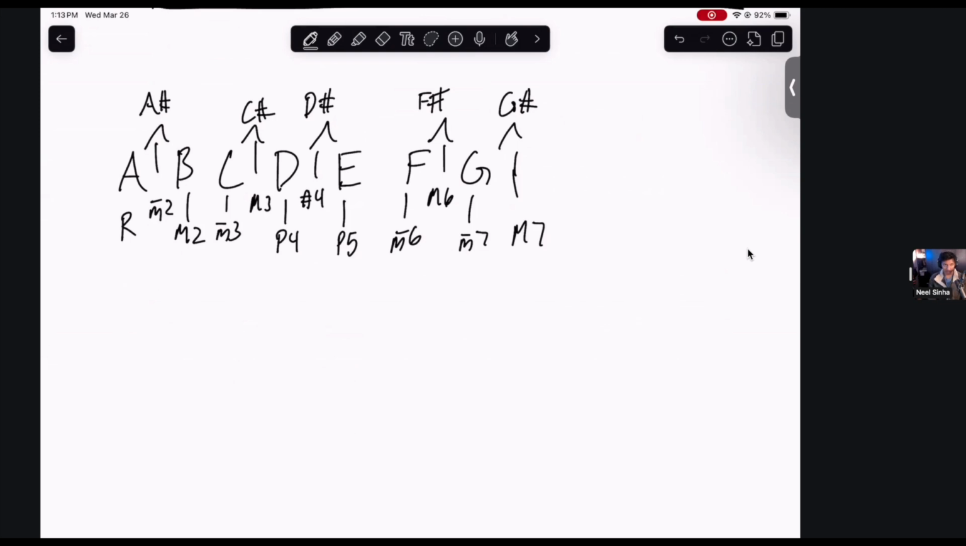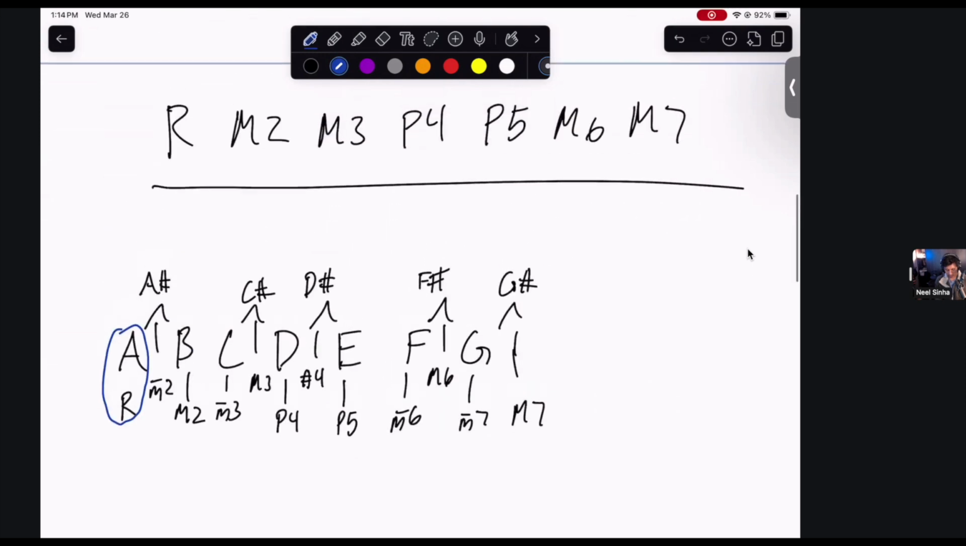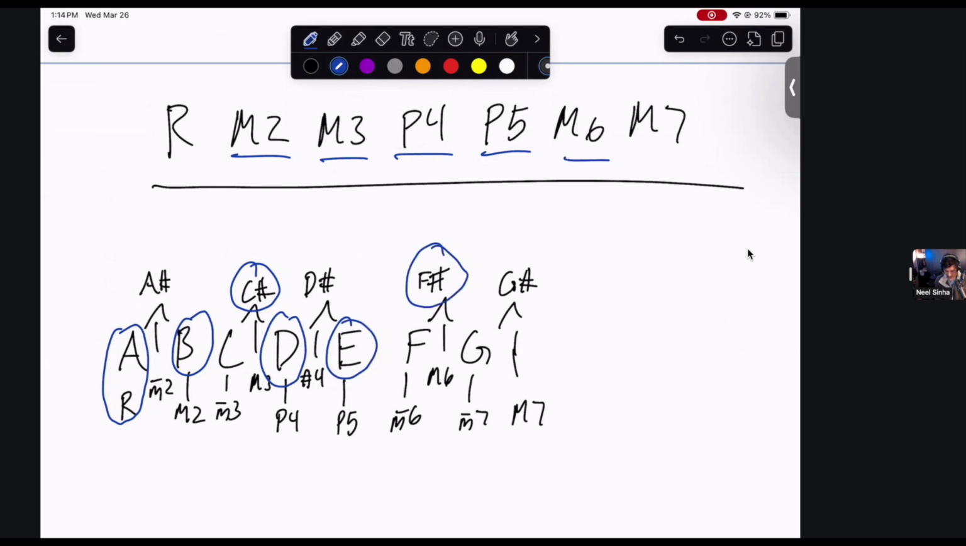All right. So again, hard to track, but I'm going to try to help you see what I did here. So root, I need. What else do I need? I need the major second, which is B. Cool. I need the major third, which is C sharp. I need the perfect fourth, which is D. I need the perfect fifth, which is E. Major six, which is F sharp. Major seven, which is G sharp.